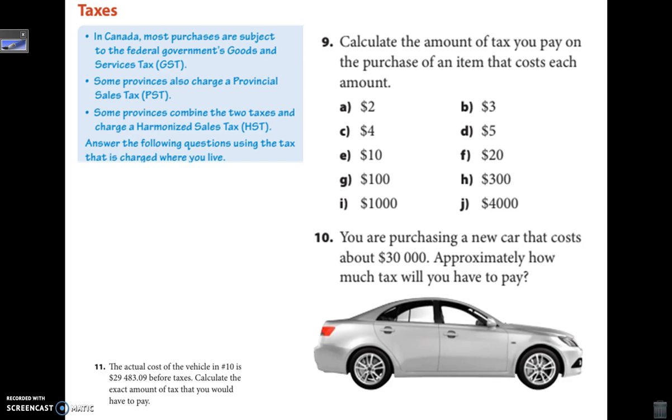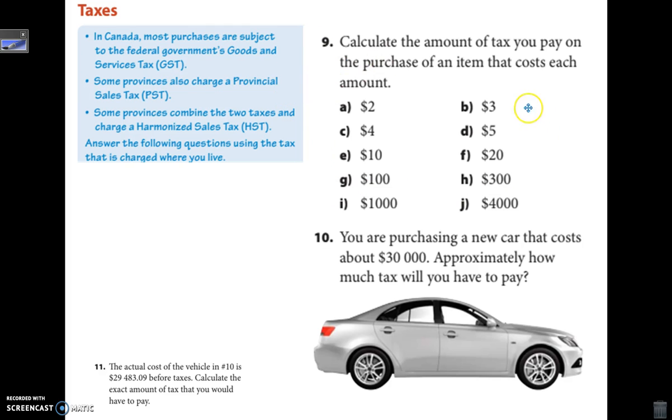One of the things we will talk about in this unit is taxes. In Canada, most purchases are subject to the federal government's Goods and Services Tax, or GST. Some provinces have a provincial sales tax, a PST, or some put them together, and that's what they do here in Nova Scotia. It's HST, a harmonized sales tax. So it's the federal goods and services tax and the provincial sales tax. Our tax is 15%, or 0.15.